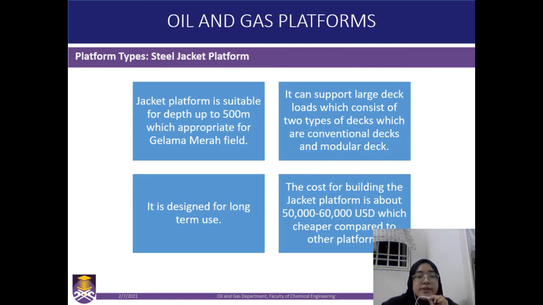It is designed for long-term use, and it can also support large deck loads, which consist of two types of decks: conventional decks and modular decks. The cost for building the jacket platform is about 50,000 to 60,000 USD, which is cheaper compared to other platforms.